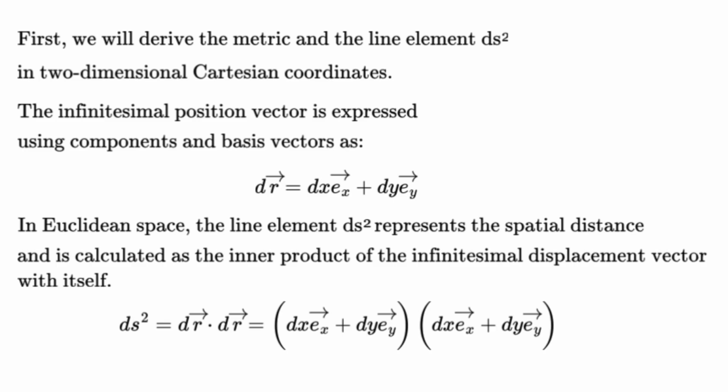First, we will derive the metric and the line element ds squared in two-dimensional Cartesian coordinates. The infinitesimal position vector is expressed using components and basis vectors as follows. In Euclidean space, the line element ds squared represents the spatial distance and is calculated as the inner product of the infinitesimal displacement vector with itself.